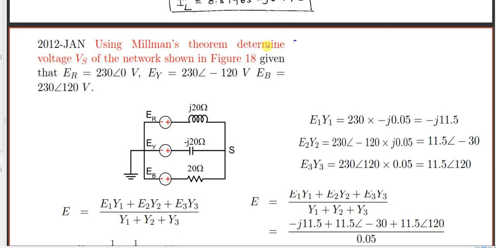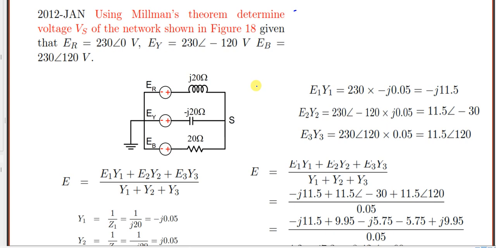Determine the voltage Vs for the network shown, where ER, EY and EZ are given. So in the given problem, it is an AC problem, and three AC voltage sources are given with impedances. This is the first AC source with internal impedance plus 20j, and the second AC voltage source is EY, whose value is 230 at an angle of 120 degrees with the internal impedance of -20j.